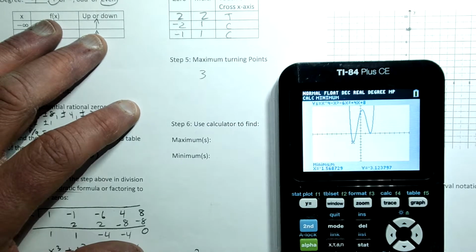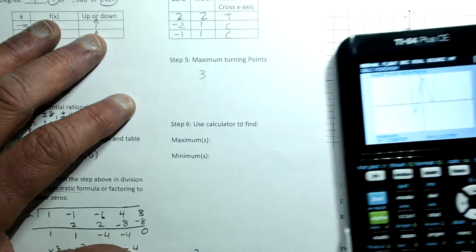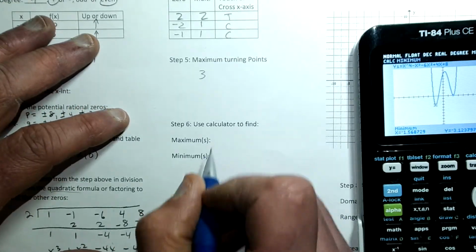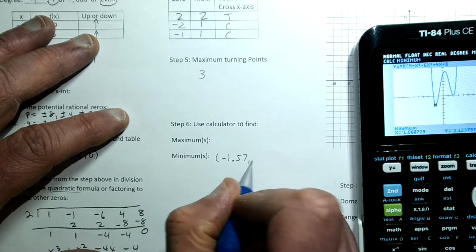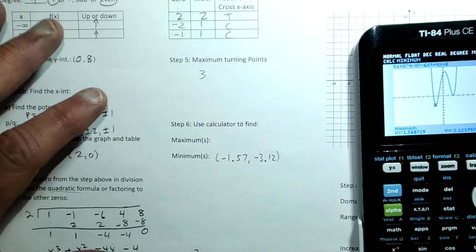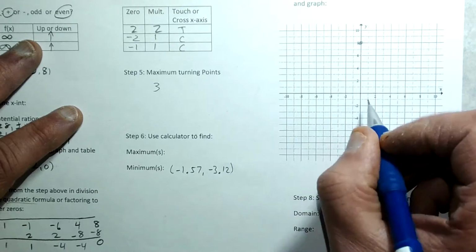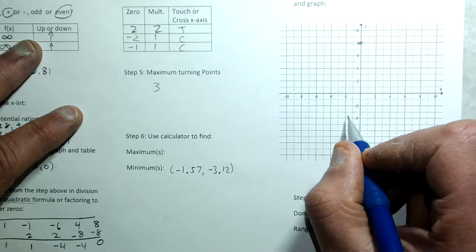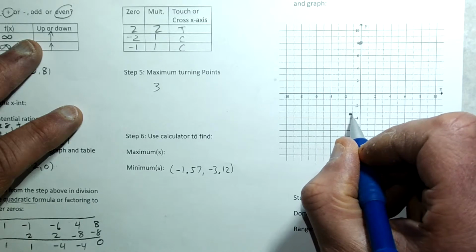-1.57, -3.12, and I'm going to record that right here. So that is -1.57 and -3.12. And I'm also going to plot that point, and that is right here. -1.57 and -3.12 would be right about here.